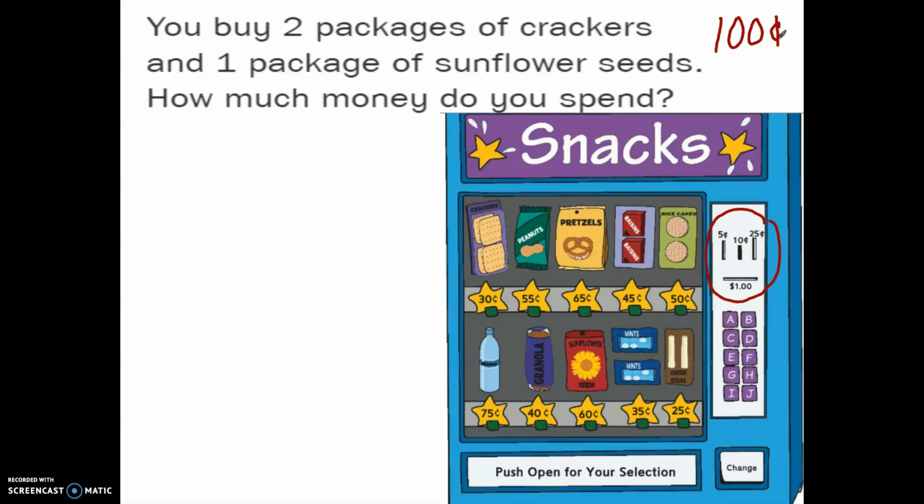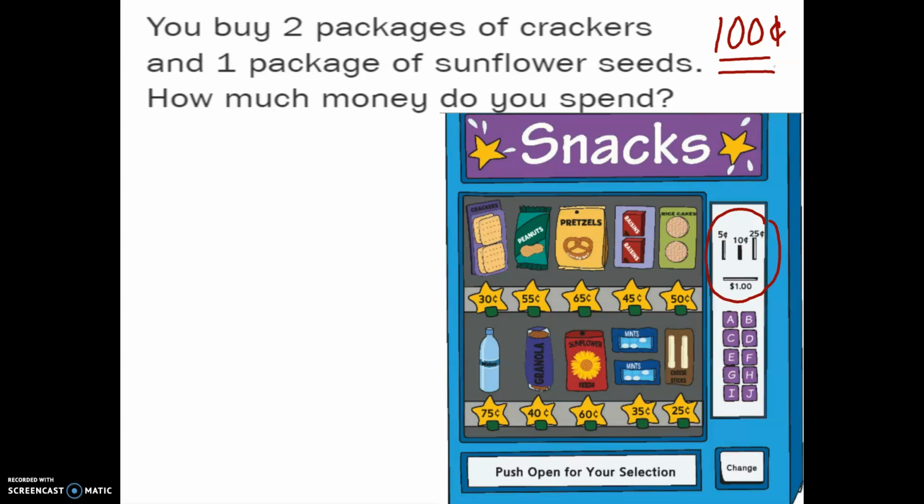First of all, we can think and estimate. If I have 100 cents, would I have enough? Well, 2 crackers would be 60 cents, and a sunflower seed would be 60 cents. And I know that 6 plus 6 is 12. Put a 0 at the end. That's 120. That's going to be too much.